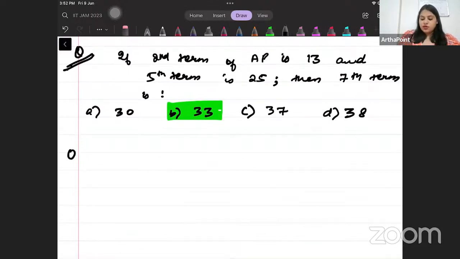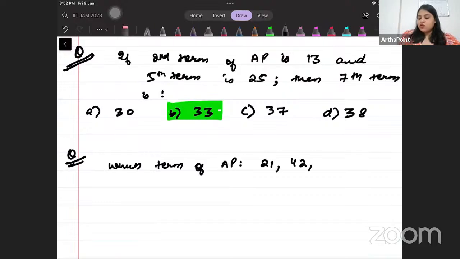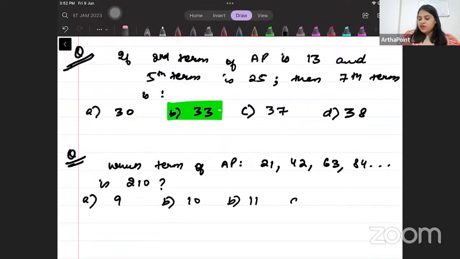Write down another question for your practice. Which term of the AP 21, 42, 63, 84 is 210? And the options are 9th, 10th, 11th, 12th. Again, this is for you to practice. I am just giving you the answer to this question, that this will be 10.